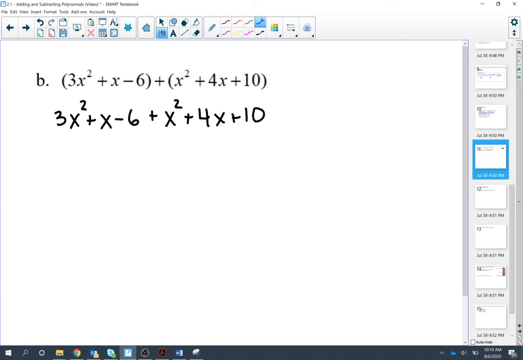Then we start looking at like terms. Well, here I have an x squared. Do I have any other x squareds? Yeah, here I've got one.